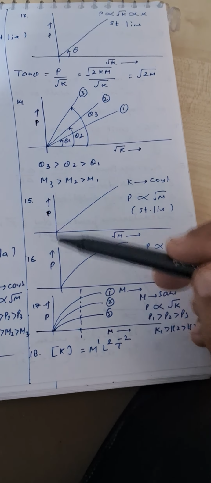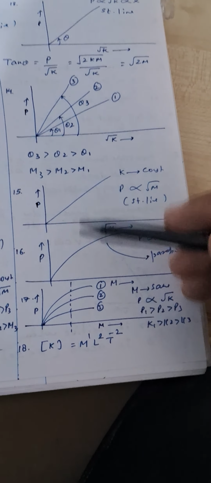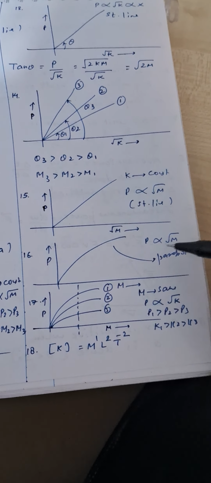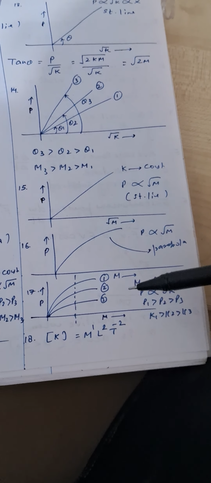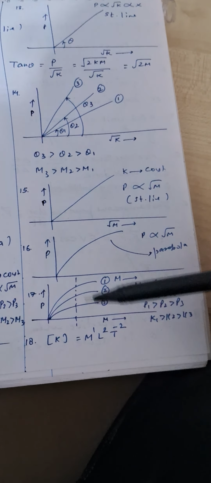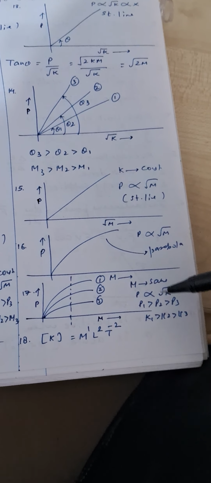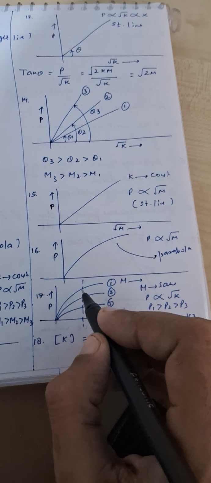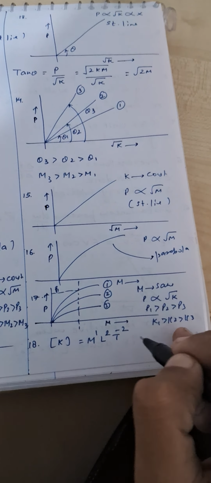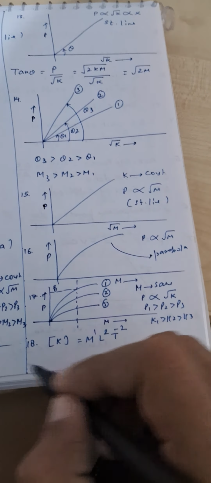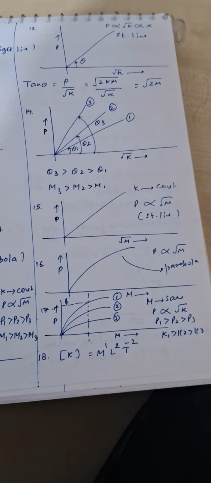Next is, if we draw graph between p and root m, it's gonna be a straight line for constant kinetic energy. Next is, if we draw graph between p and m, it's gonna be a parabola turning toward the m axis. Next is, if there are three graphs possible corresponding to a given m, just drop a line perpendicular to m. That makes sure m is constant for all. So we can see that over here that p1 is greater than p2 greater than p3. That means K1 is greater than K2 greater than K3. Last is dimensions of K, it is M^1 L^2 T^-2.